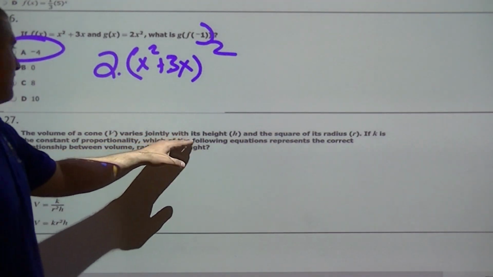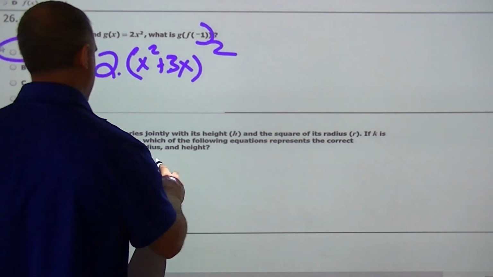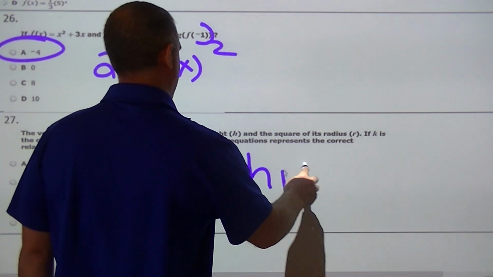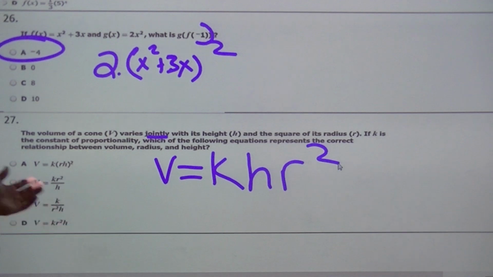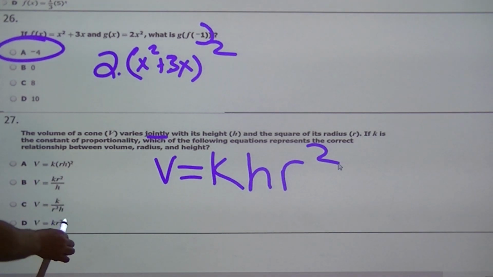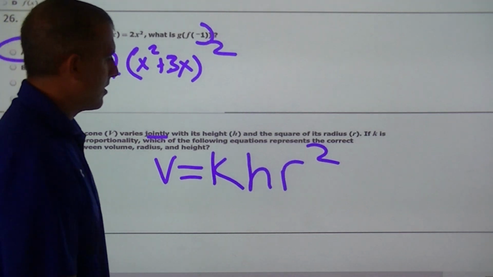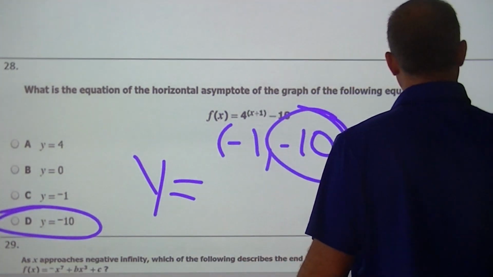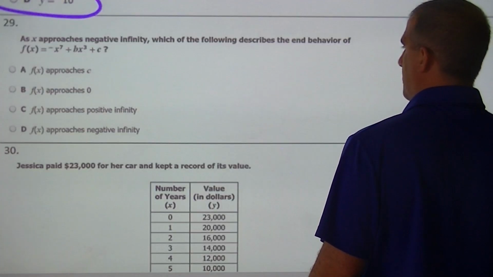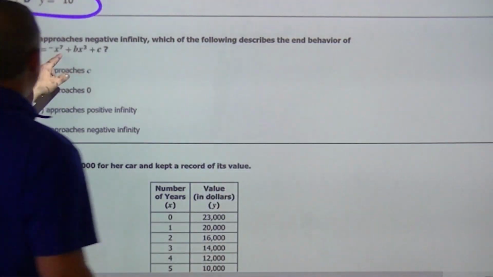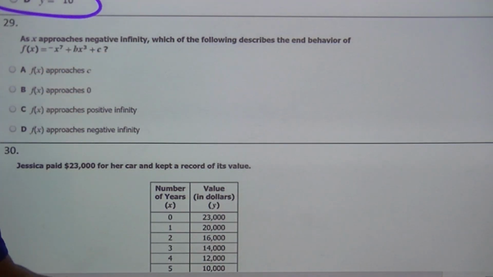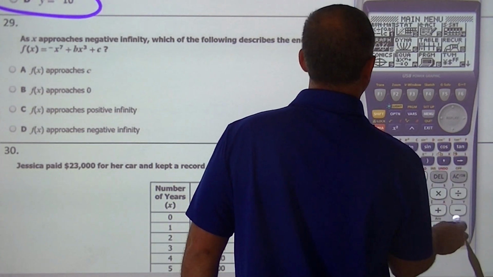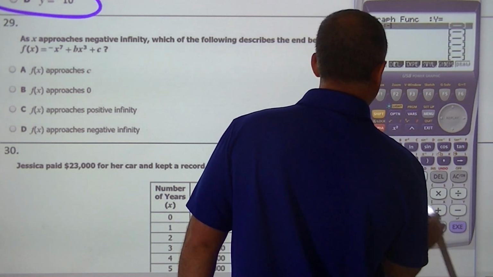The volume of a cone varies jointly with the height and the square of the radius. Since it's jointly, it would be on this row, square of the radius. All I want you to do is come up with the equation. Well, the closest one to that would be D. Don't overcomplicate that. 28 has been completed. 29 has to be done. Now, what I'm going to do here is make a sketch. Here's the idea: when you go to menu and graph, that is going to be negative x to the 7th.